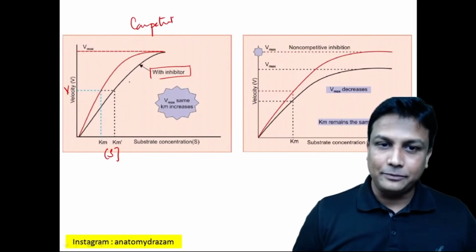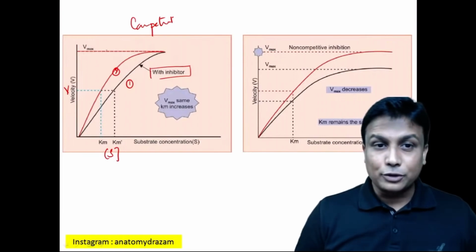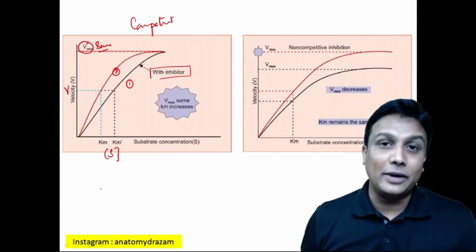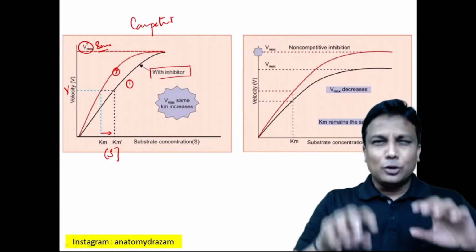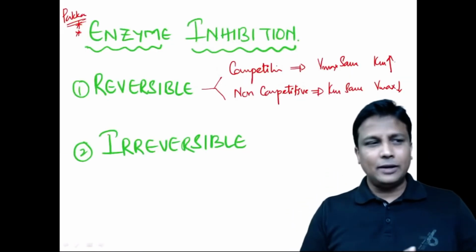You can see both of them, graph number 1 and graph number 2, with inhibitor and without the inhibitor, both of them have the same Vmax value, sir. So same Vmax, what is happening, sir? Competitive inhibition. Whereas the Km value is actually increasing there. Understanding? That is the reason why I'm telling you here, guys.